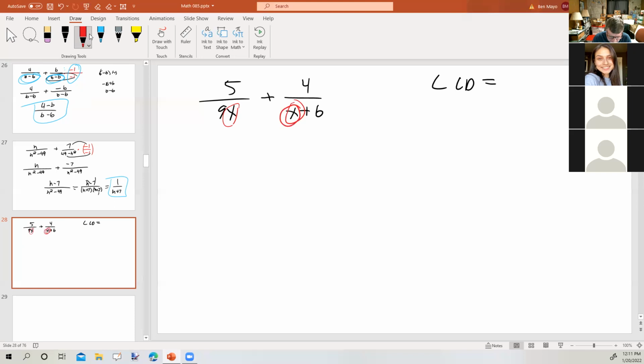Is it? Yeah, that's that tricky situation we've got to be careful of. This is like 3 times 3 times x, but this is just x plus 6 as a factor. So I've got to take 3 squared times x plus 6, because this x is not a factor, okay? So my LCD is 9 times x plus 6.